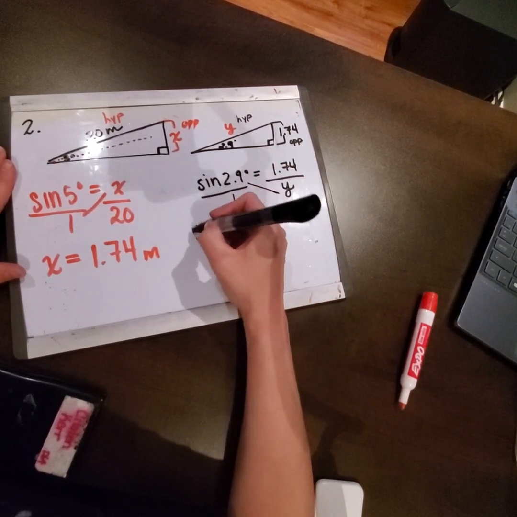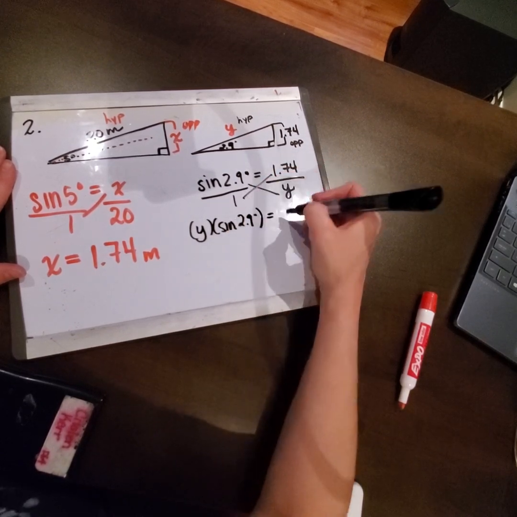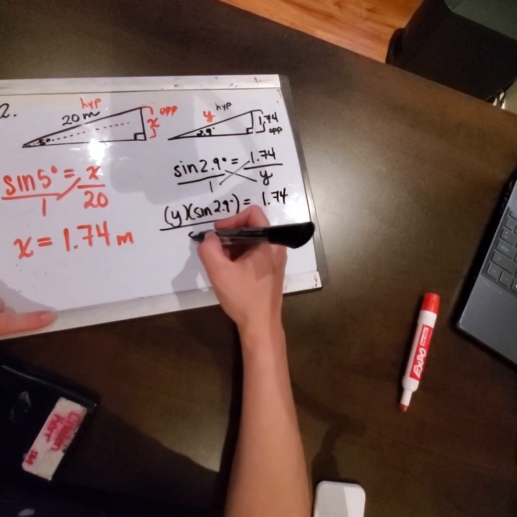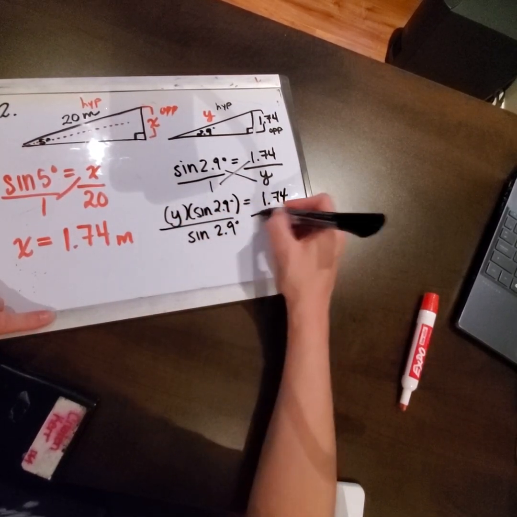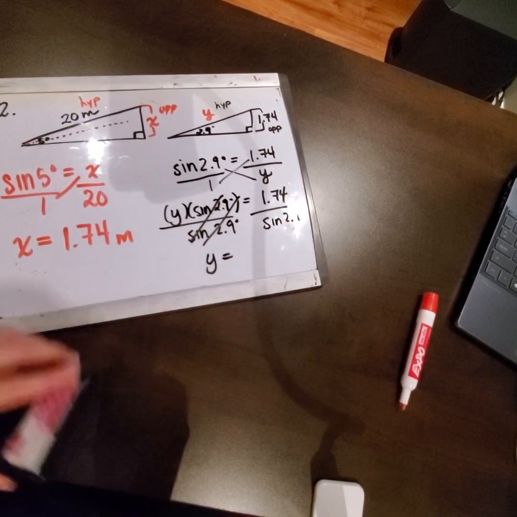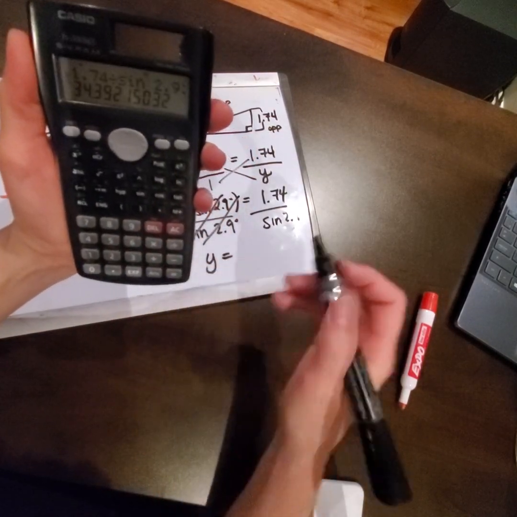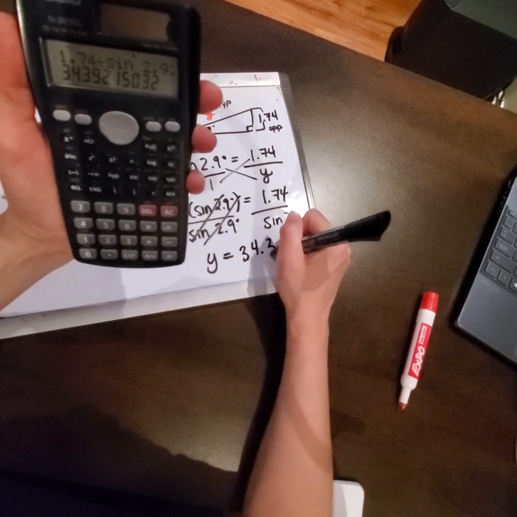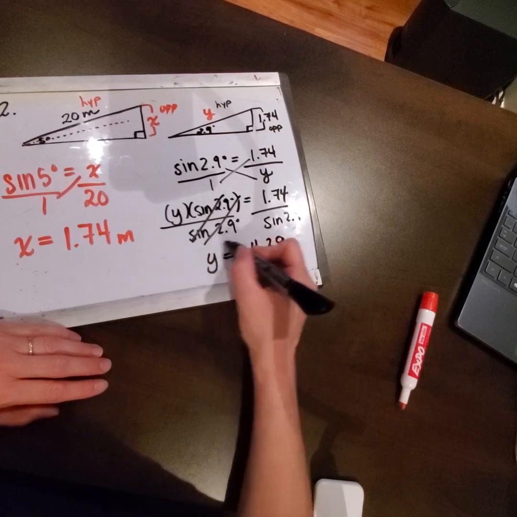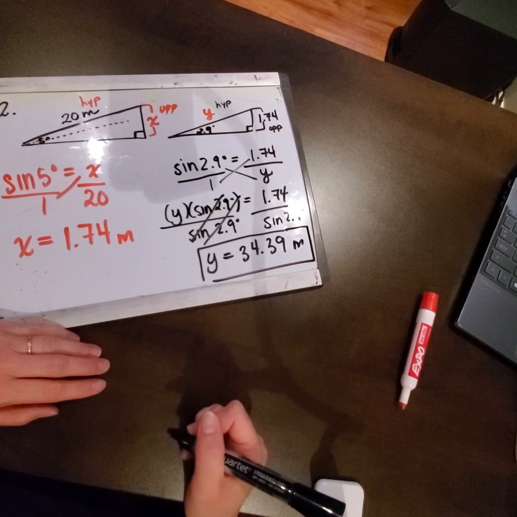y times the sine of 2.9 degrees is equal to 1.74. Now I need to isolate y, so I'm going to divide both sides by the sine of 2.9 degrees. These guys cancel, which is just what I wanted, and 1.74 divided by the sine of 2.9 ends up being 34.39. So the question said, how long will the new ramp be? The new ramp will be almost 35 meters, 34.39 meters.